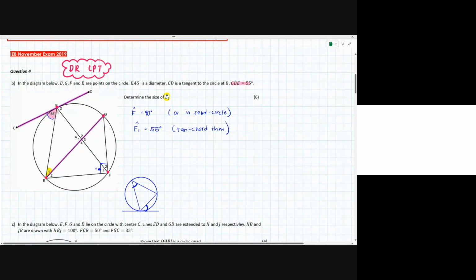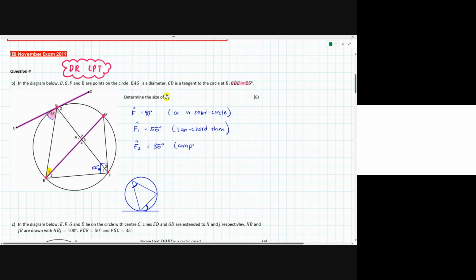And so if F1 is equal to 55 and the whole angle F is equal to 90, we can go and work out what F2 is equal to. So F2 is equal to 35 degrees. Now, this isn't really something that we stress about, but just so that you do know, when you have adjacent angles that add up to 90 degrees, they are called complementary angles.